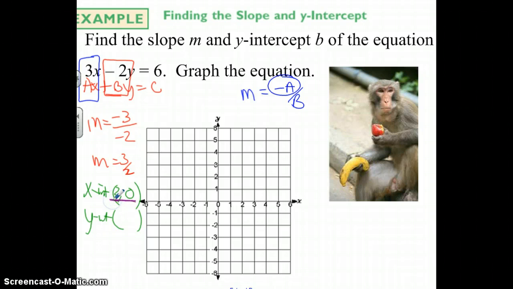I'm going to plot the point 2, 0. And I'm going to use my slope. "Monkeys wouldn't prefer apples over bananas," which is 3/2. So rise 3 and run 2. Instead of going up and to the right, I could go down 3 and 2 to the left. Looks like the y-intercept is going to be -3.